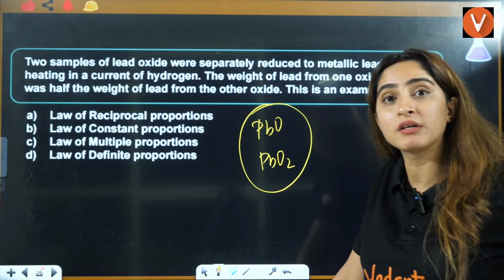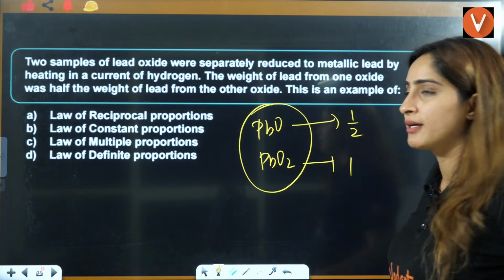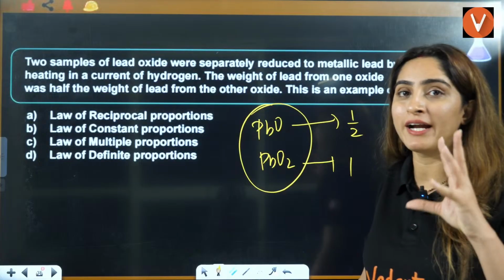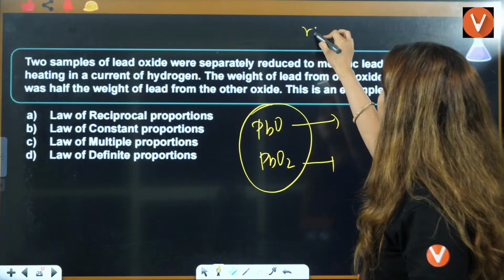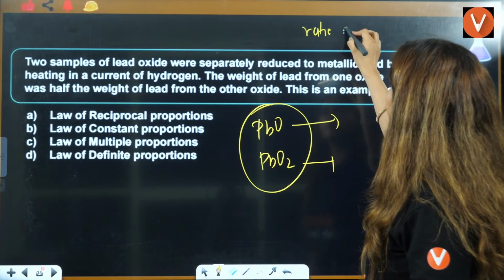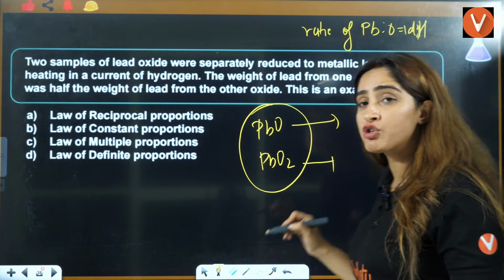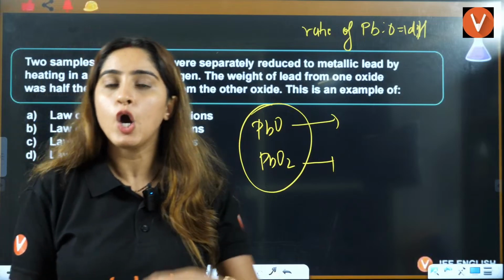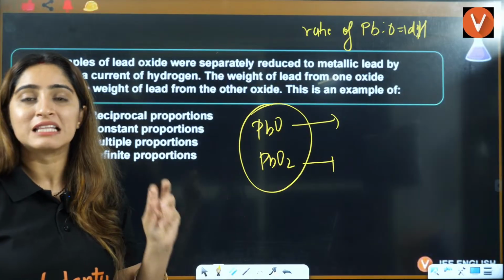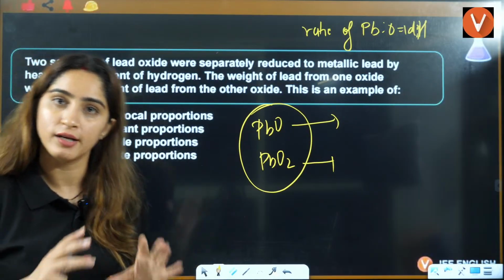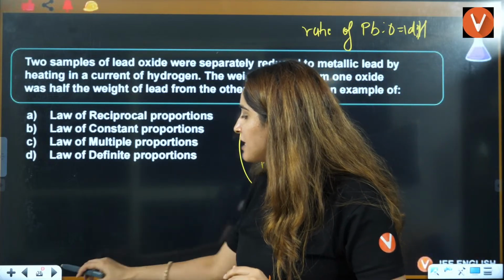That means if you have from here the lead was, let's say it is half and this is 1, right? So this is what that means, the weight of lead is different. That is the only possibility if the ratio of Pb and oxygen is different. Because if the ratio of lead and oxygen is different, only in that case, when you reduce the oxygen, the lead that is formed is going to be different, right? So that means here we are talking about which thing? Law of reciprocal constant.